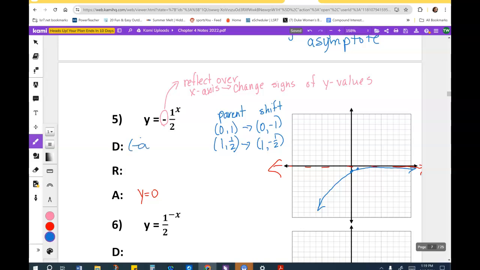My domain always for exponential is negative infinity to positive infinity. And on this one, my range has flipped though because it's below the asymptote. So it's going from negative infinity to 0. Okay, remember that it's always from bottom to top. So be really careful of that when it goes on the other side.